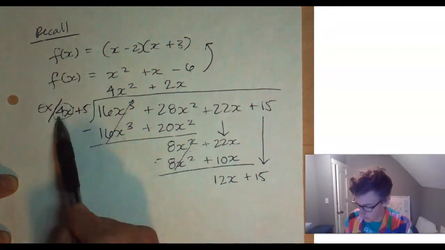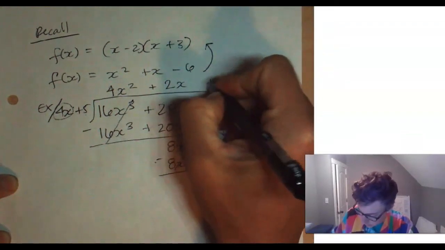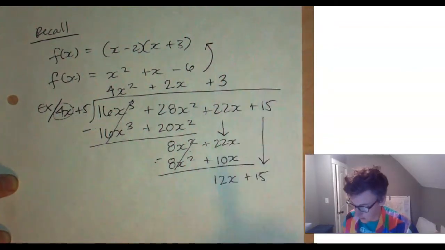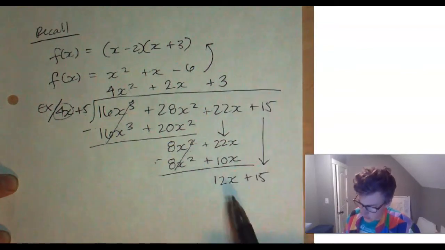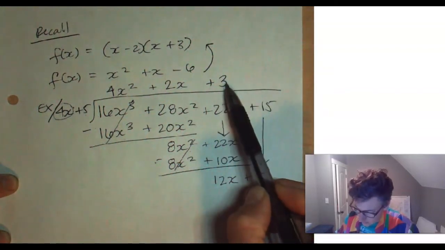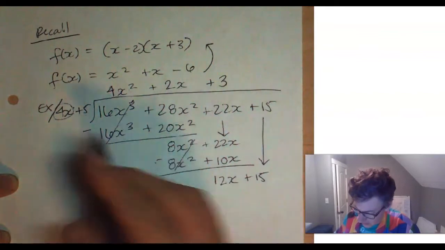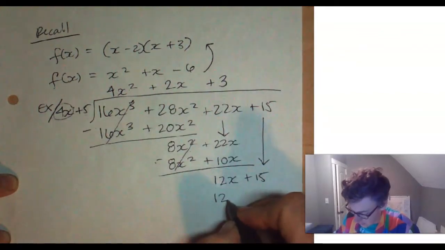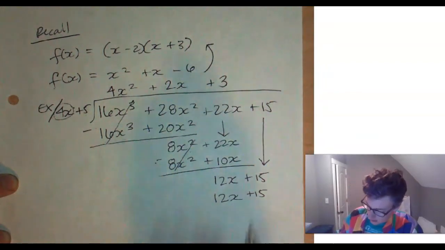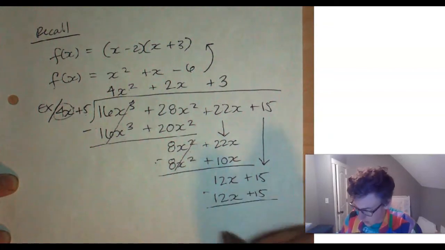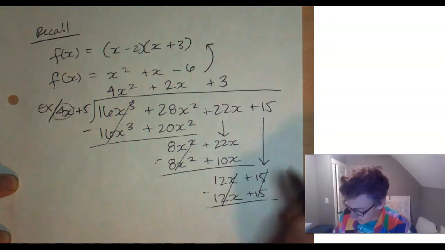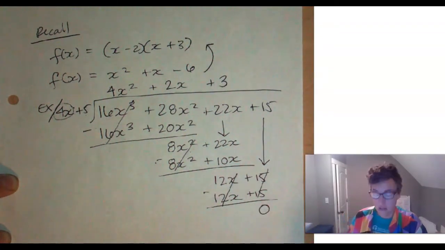12x divided by 4x. Well, 12 divided by 4 is 3. And x divided by x, that's just 1. So I don't have any x here anymore. So that's it. 12x divided by 4x is just plain old 3. That's what it is. Now let's multiply this back out. 3 times 4x, I knew what the answer was, is 12x, and 3 times 5 is going to be 15, and now we subtract. 12x minus 12x, that should cancel, and then 15 minus 15, that cancels too, so we have a remainder in this one of 0.